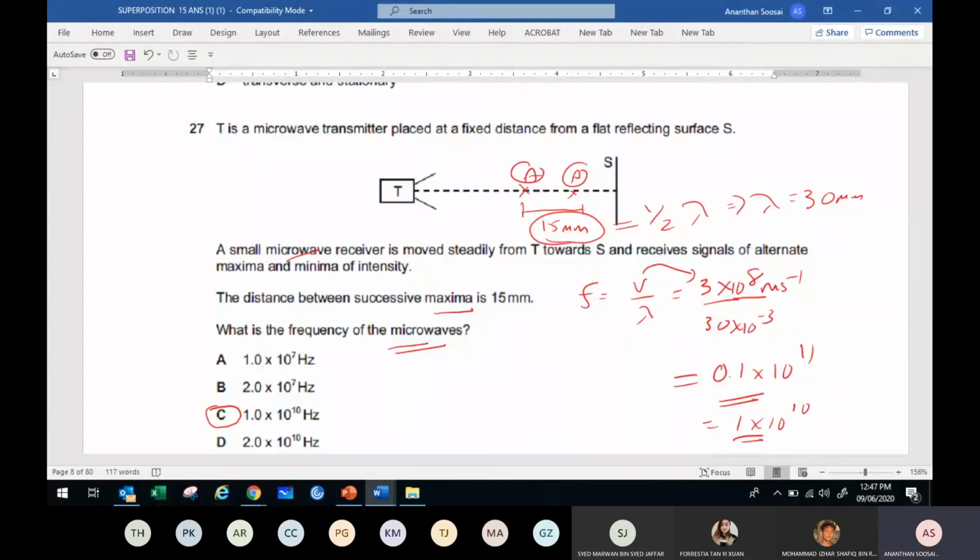The trap here is the speed of light. You have to know it, so you have to put that. Okay, any questions so far?